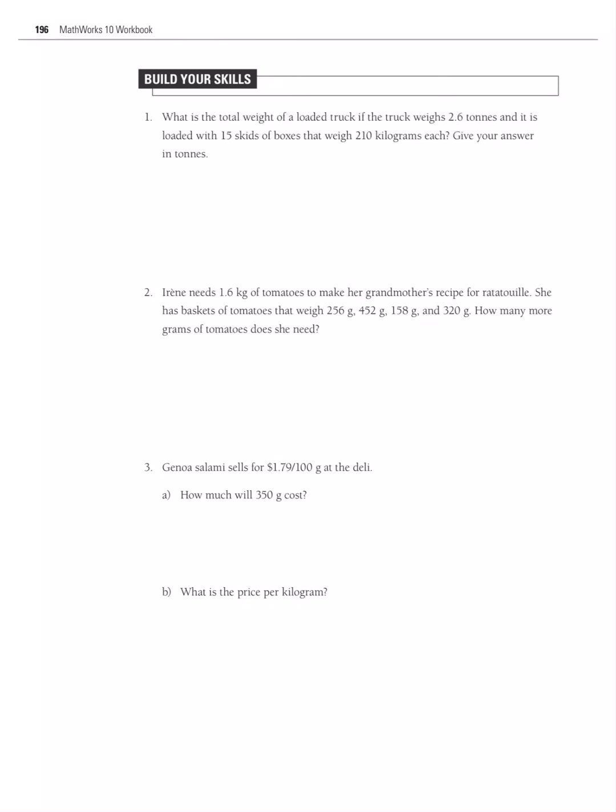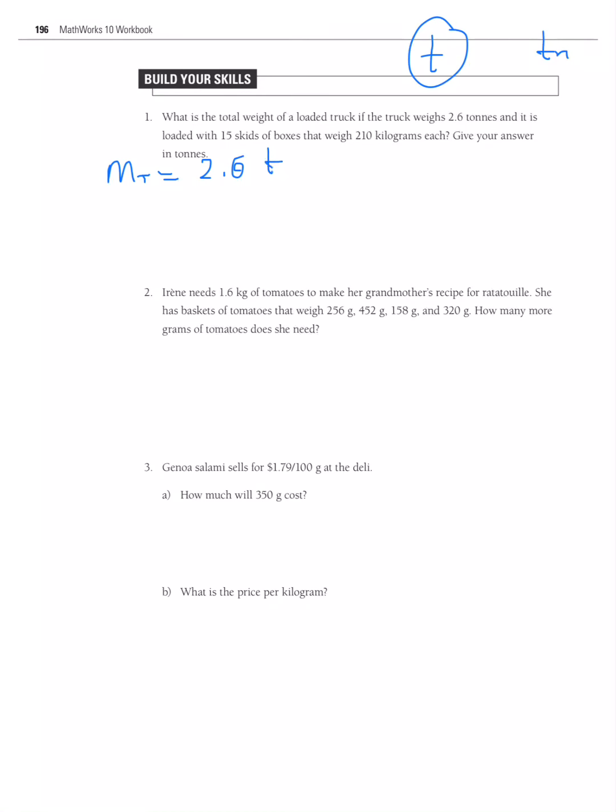So let's try number one together. It says, what is the total weight of a loaded truck if the truck weighs 2.6 tons and is loaded with 15 boxes that have a mass of 210 kilograms each? Give your answer in tons. Okay, so we know the mass of the truck is already in tons. We don't have to change anything about that. Metric tons is always denoted by just a T, and imperial tons is usually TN, so this is the one we're using today.